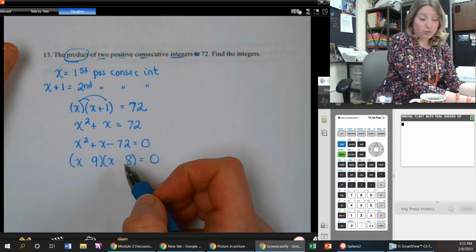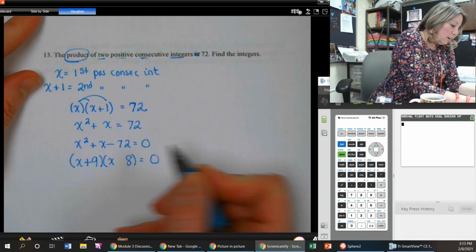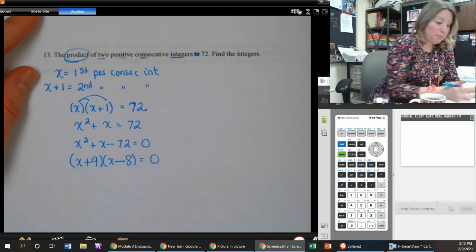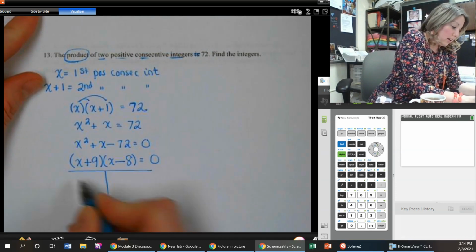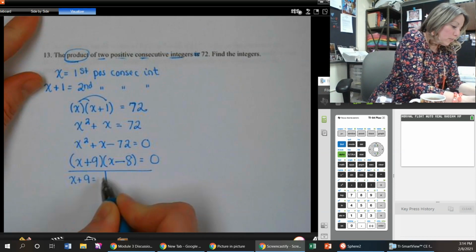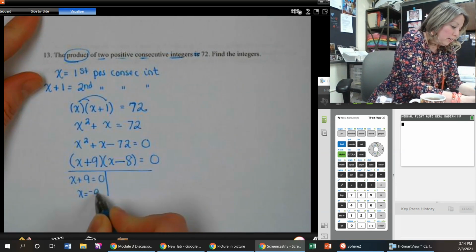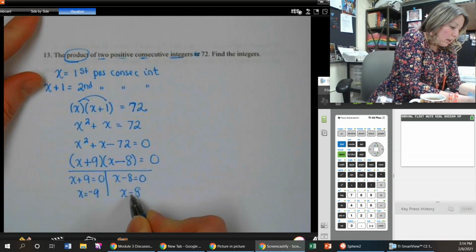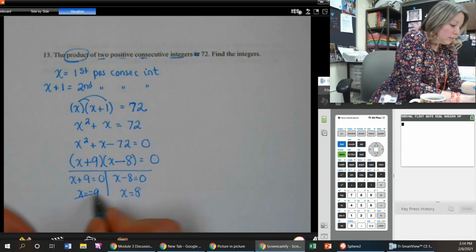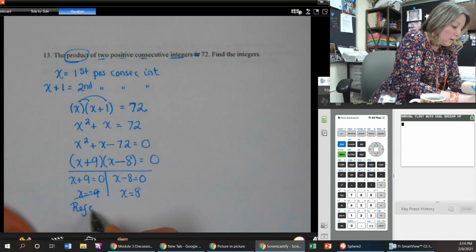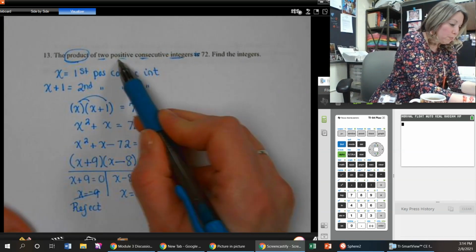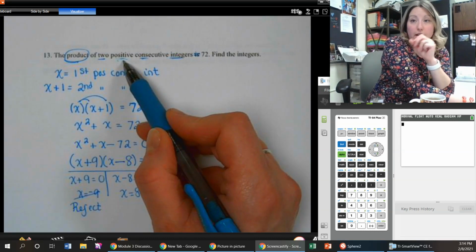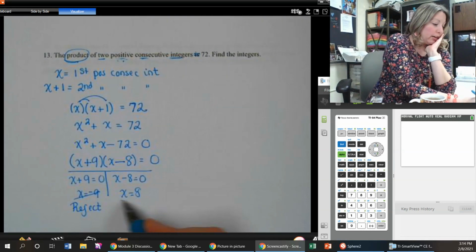Bigger factor has to match the same sign as the middle, so that's a positive 9. Leaves me with a negative 8 because my n term is negative, so they had to be different signs in my binomial. And when I t-chart, notice I get x equals negative 9 and x equals positive 8. And I reject the negative 9. Why? Because my word problem told me I had to have positive consecutive integers. So I get to keep 8.